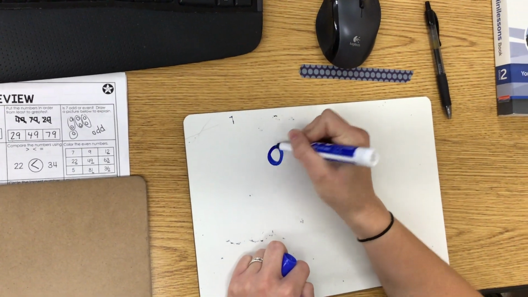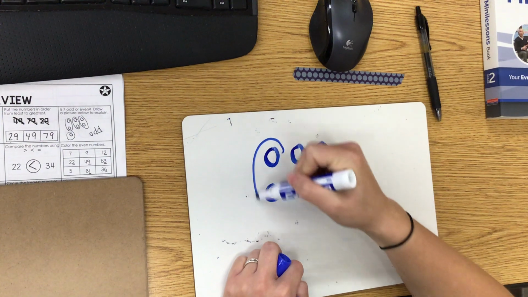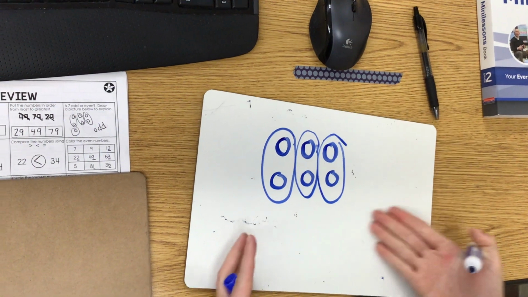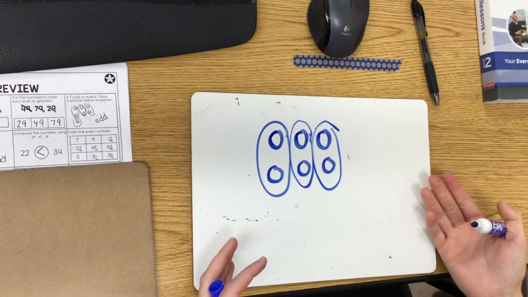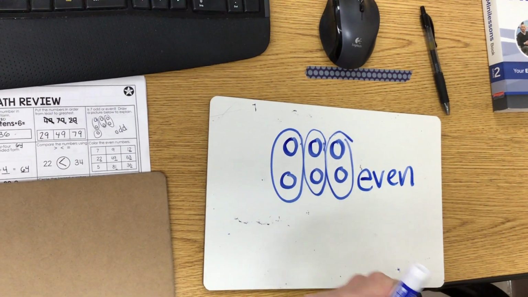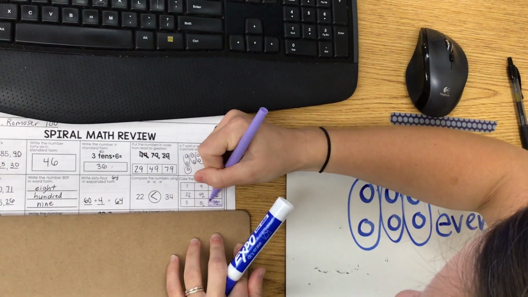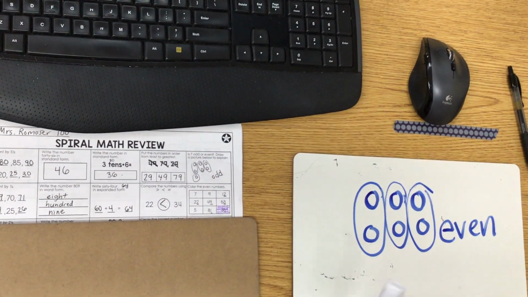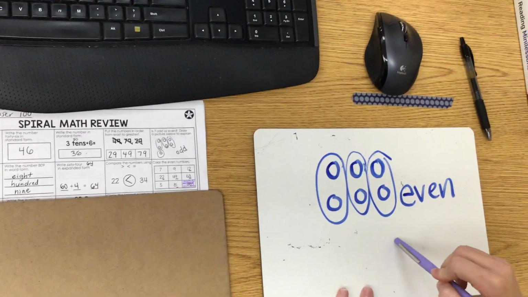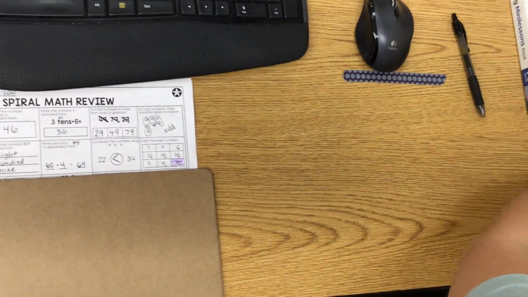First, draw the circles. 1, 2, 3, 4, 5, 6. These have a match. These have a match. These have a match. Is there an odd one out? No, which means this number is even. 6 is even, so 36 is even. And the directions were color the even numbers, so I'm going to color in 36, okay? If you don't know if these numbers are even or odd, this is how you can figure it out. So try to do this on your own today, and we will double check them tomorrow, okay?